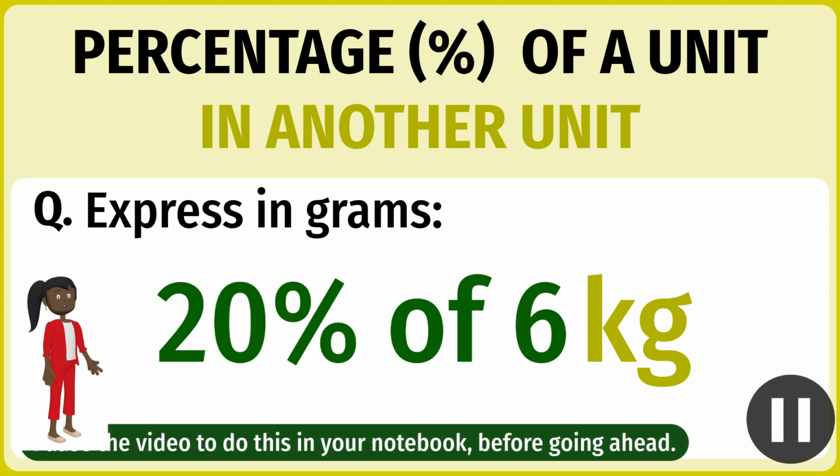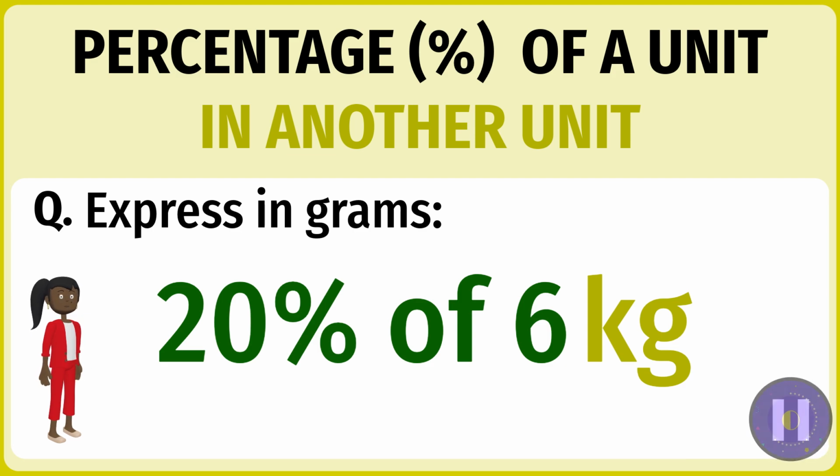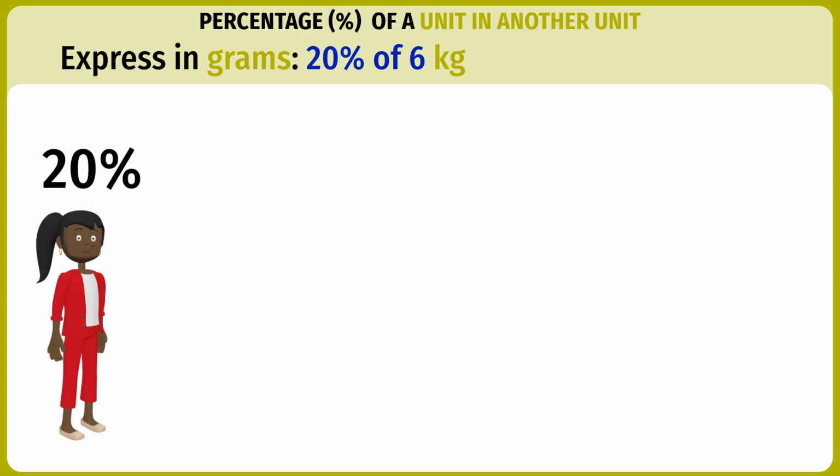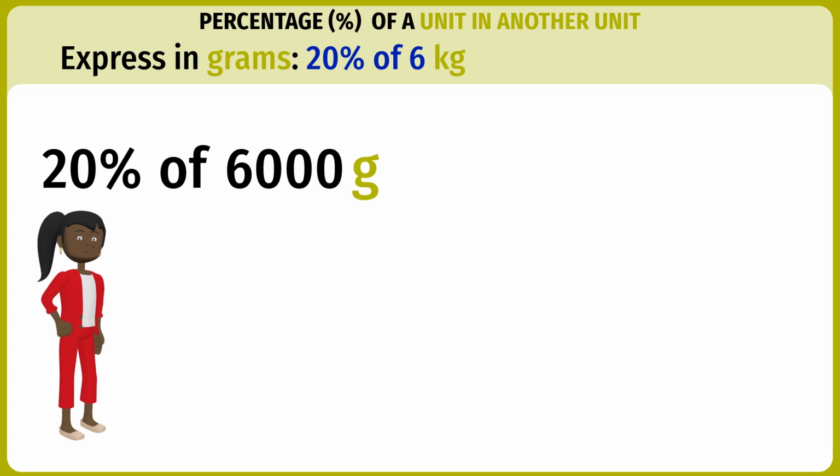Express 20% of 6 kilograms in grams. Notice, this involves a change of unit. 20% of. We convert kg to grams because we have to express the answer in grams.